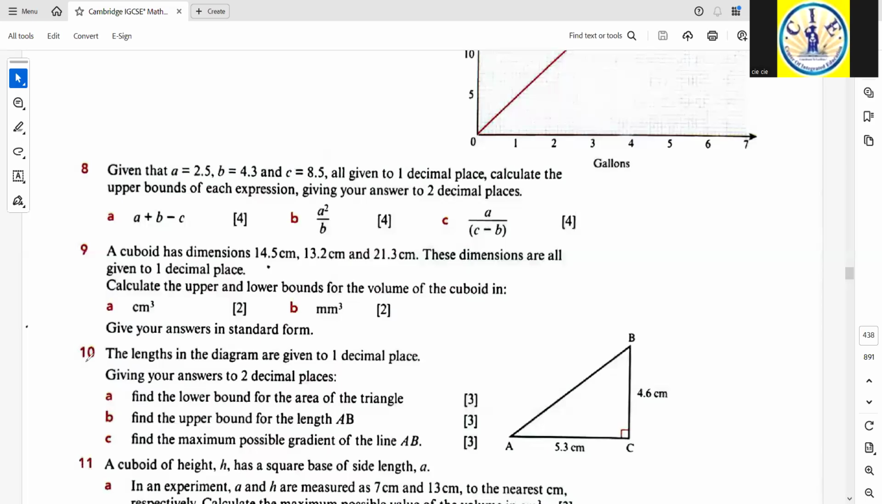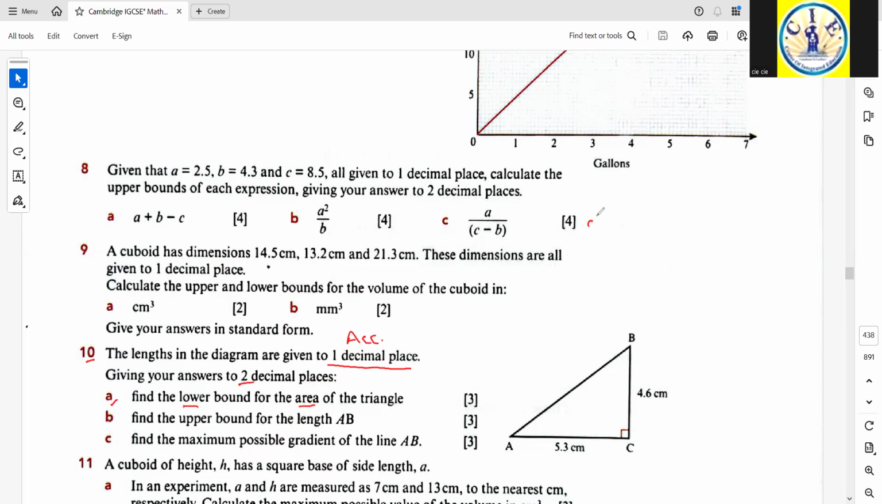It's question number 10. The lengths in the diagram are given to one decimal place, so this is the accuracy we are given. Giving your answers to two decimal places, in part A, find the lower bound of the area of the triangle.